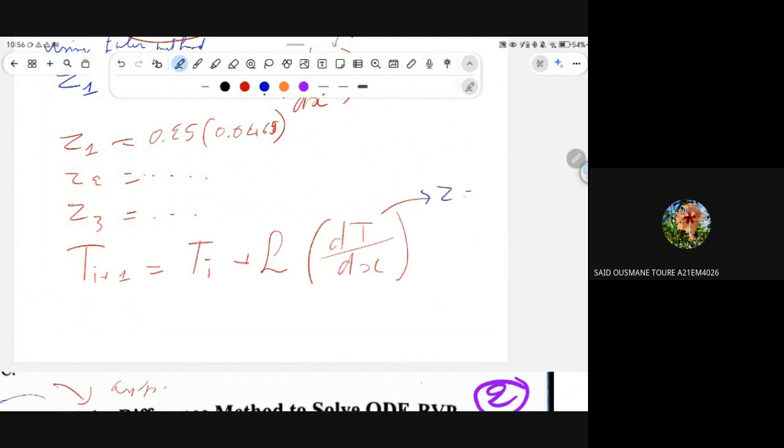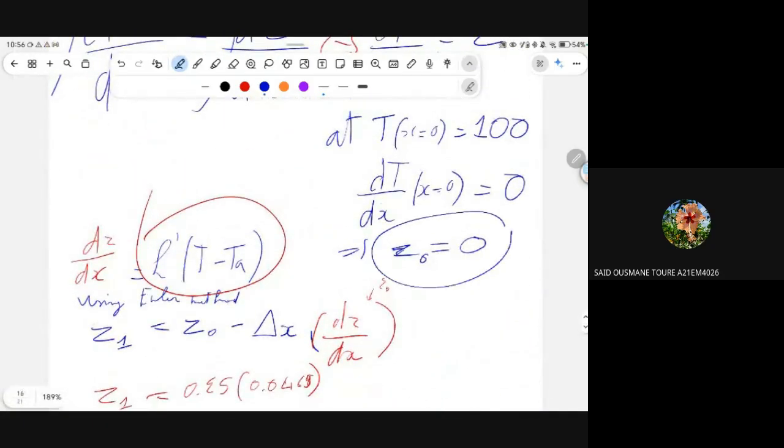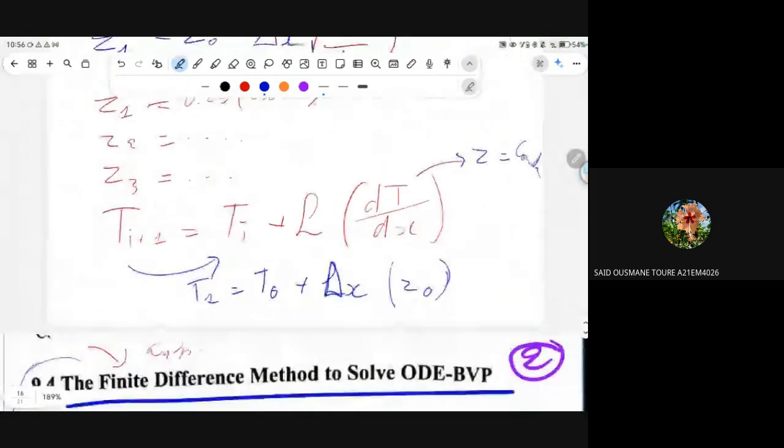Z equals a constant. So this is how easily you find Ti basically, because you start with T1 equals T0 plus h, step size once again, times Z0 for example, which is here 0 also. Understand? Simple as this.